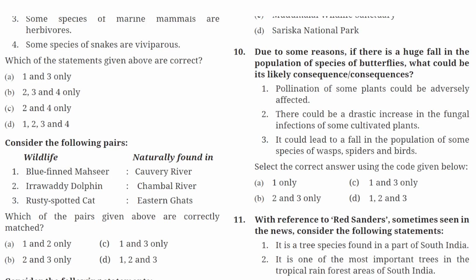Impact of huge fall in the population of species of butterflies. Butterflies are one of the very effective pollinators, thus pollination will be affected adversely. That is true.